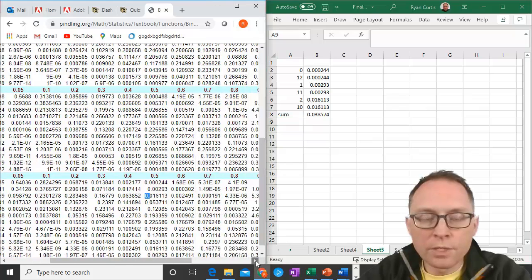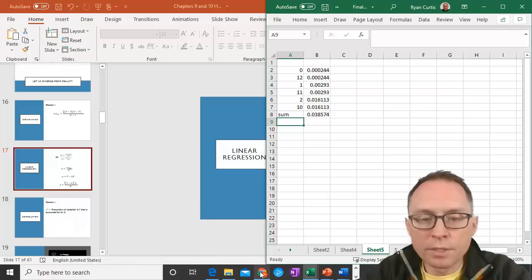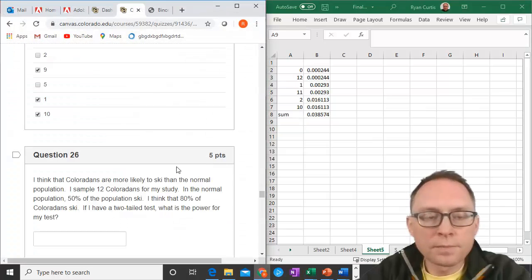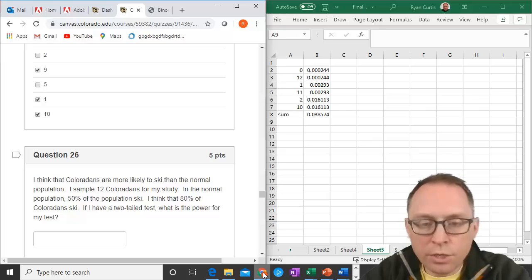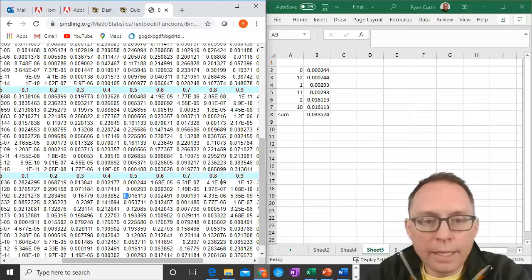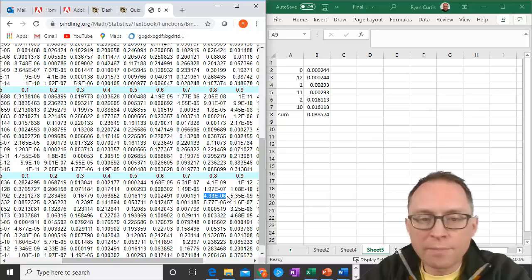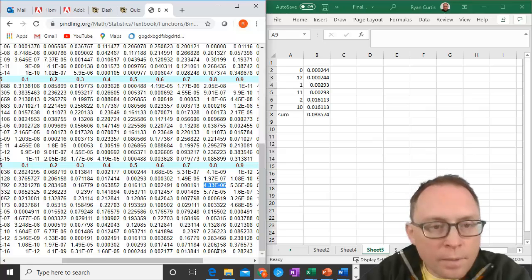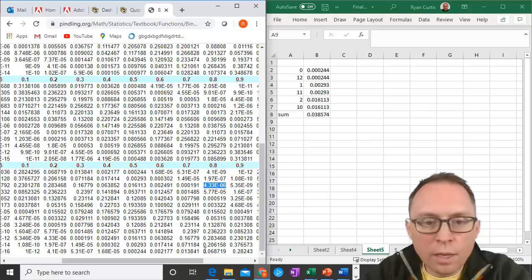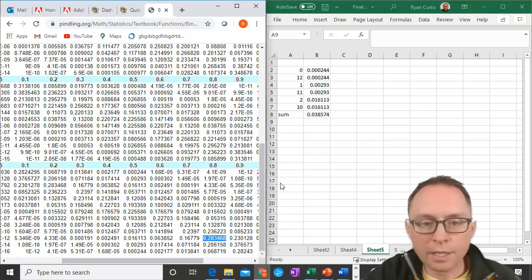So now what I need to do is look at, if you remember the question, it says, I think 80% of the Coloradans ski. What's the power? So I just need to go to the 80% part, 0.8, and I need to add these up. Now these, remember, I'm going to round up to 0.02. So this plus this plus this, 0, 1, and 2, those add up to essentially 0. So really all I'm going to be doing is adding up 12 plus 11 plus 10. And then I technically do add the other ones, but they're really not going to affect my calculation very much.